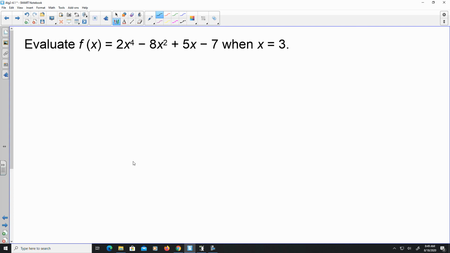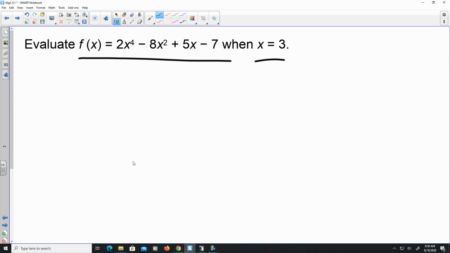The next thing that they're asking us here is they want us to evaluate a function. So they have this function here, f of x equals 2x to the fourth minus 8x squared plus 5x minus 7. And we're evaluating it when x equals 3. Now there are two different ways that we can solve this. Both ways you're going to get the same result.